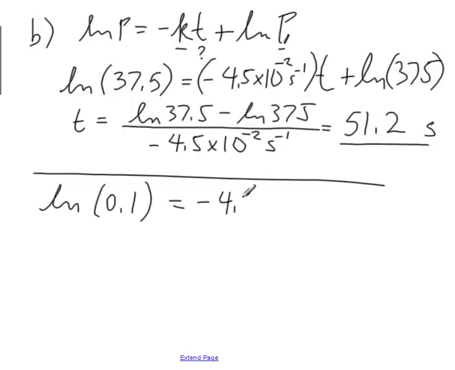equals negative kt plus the natural log of 1. What is the natural log of 1? 0. Because e to the power of what gives you 1? 0. E to the power of 0 is 1. That's why using 1 as the starting number is a very nice thing to do.